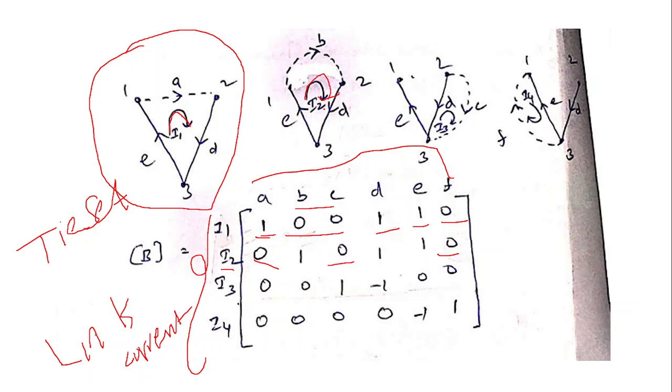Now compare the direction of D and I2, these two are same, so 1. E and I2, same, 1. I2 and B, same, 1.